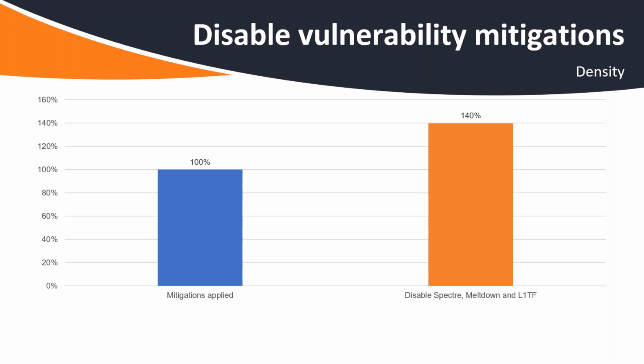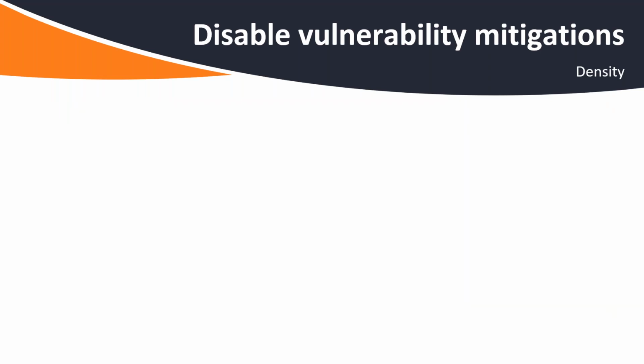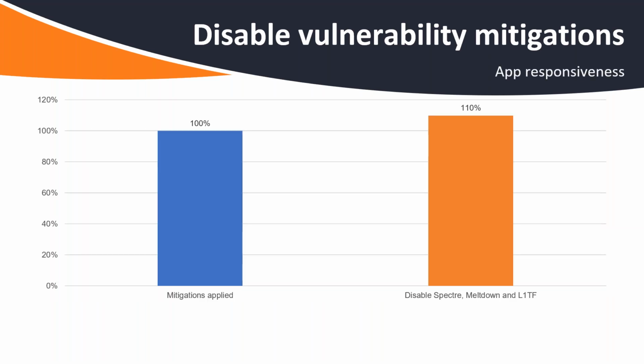It is a 40% gap, so it's a pretty steep gap. Now, from an app responsiveness perspective, when we have the mitigations applied, that is 100%. And when we disable Spectre, Meltdown, L1TF, applications just respond a little bit faster, not that much. That's mainly because we're not using hyper-threaded cores anymore, so every user gets a full core, which is better for the actual performance. But overall, it's safe to say that all of these mitigations are impacting our density greatly.